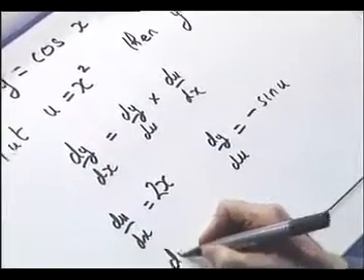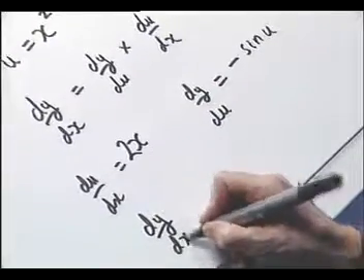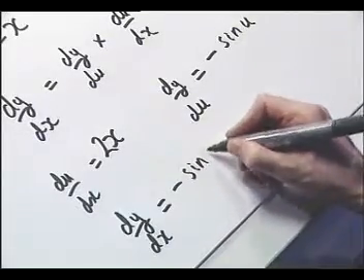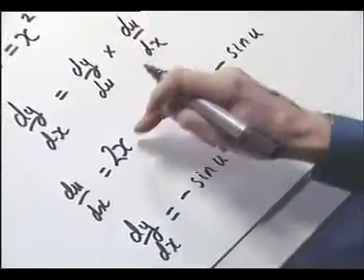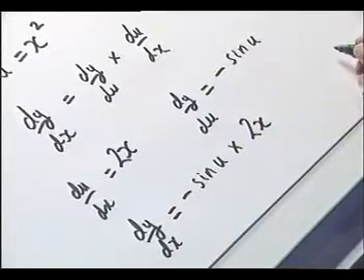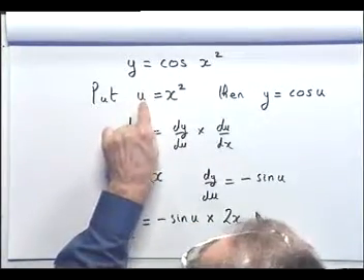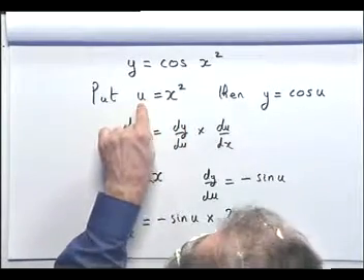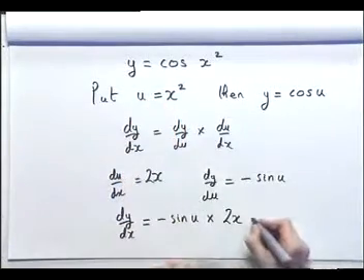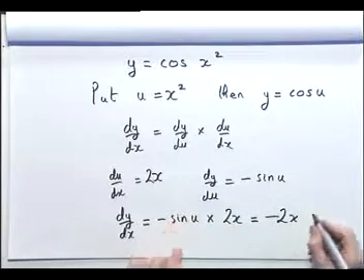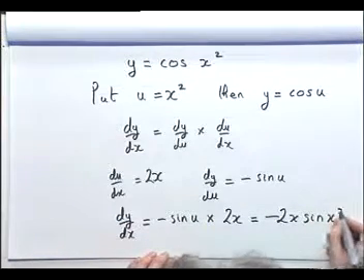So now we need to put these together. Dy by dx is equal to dy by du, minus sine u, times du by dx, which is 2x. Now, this is all very well, but really we'd like to have everything in terms of x. And here we've got u, so we need to undo this substitution. If we put u equals x squared, we now need to replace the u by x squared. And so we write minus 2x, and bringing the 2x to the front, sine of x squared.